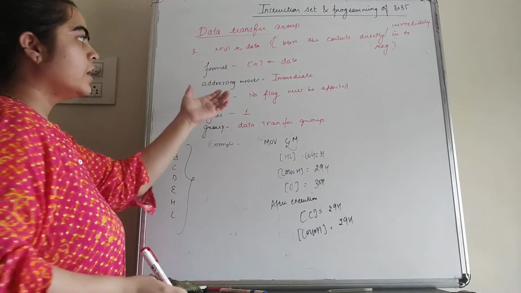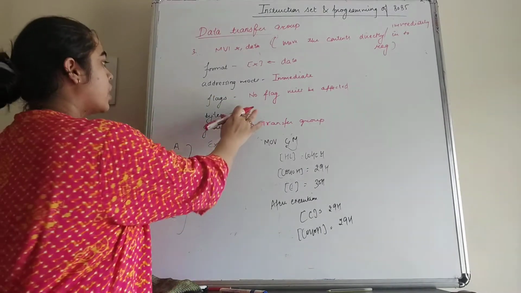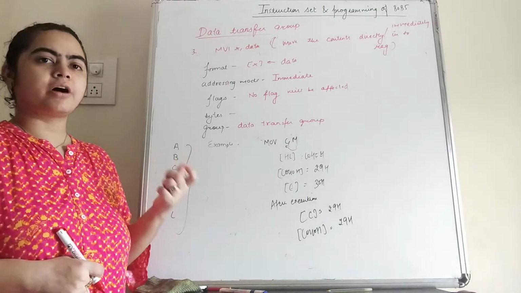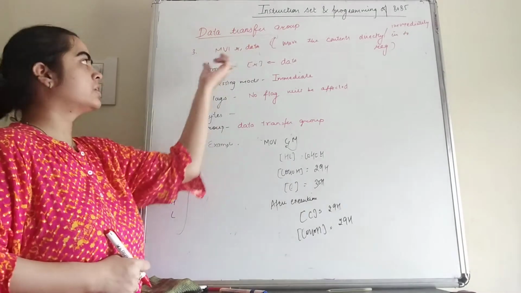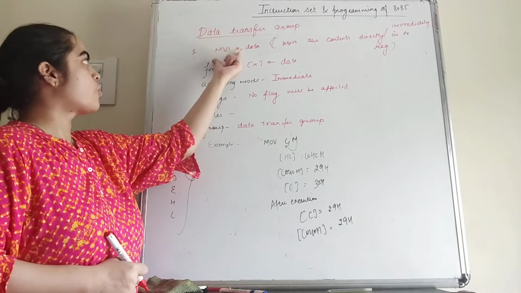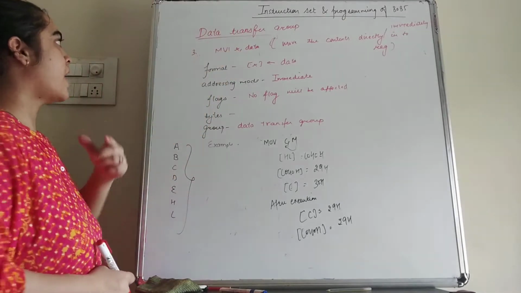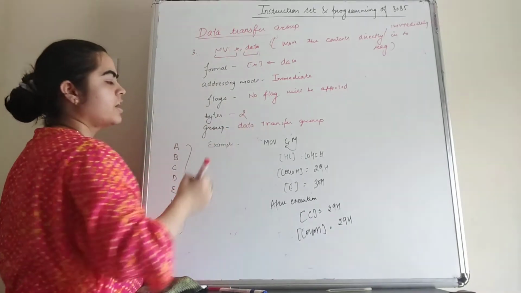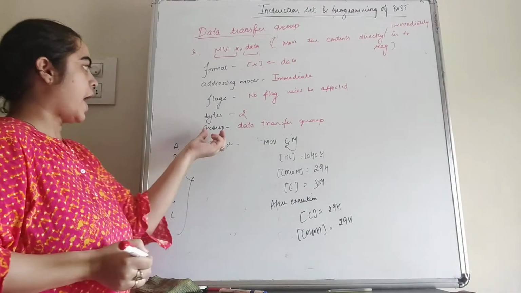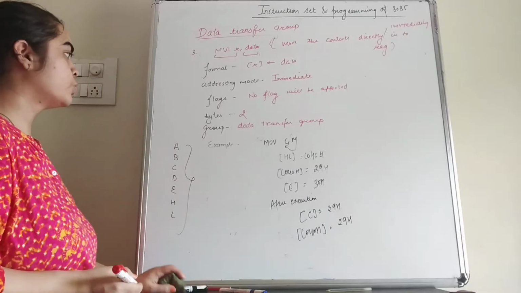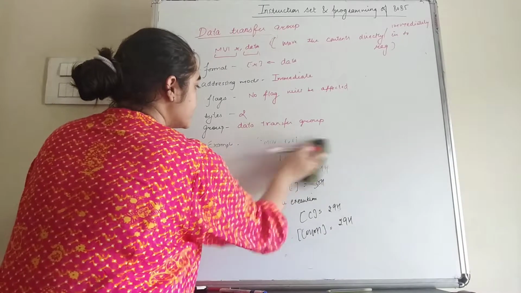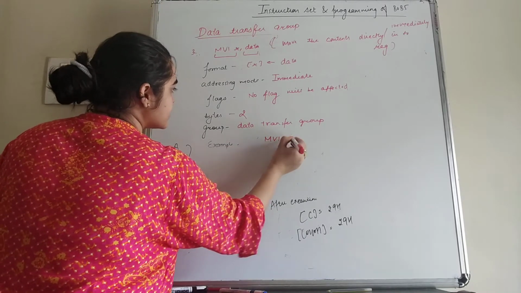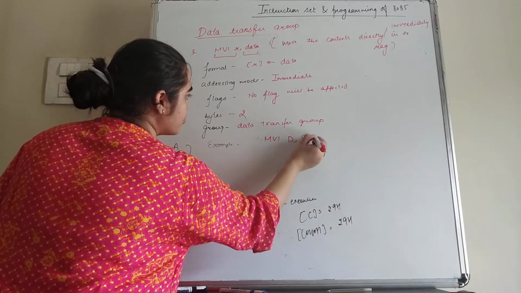Next is flags. Again, no flag will be affected. Bytes: in this instruction the data is given and the data is 1 byte. So 1 byte is occupied by the data and 1 byte by the opcode, that is MVI R. So in total we have a 2-byte instruction, and the group is the data transfer group. Now students, we can see an example. For example, we have the instruction MVI D, 05H.